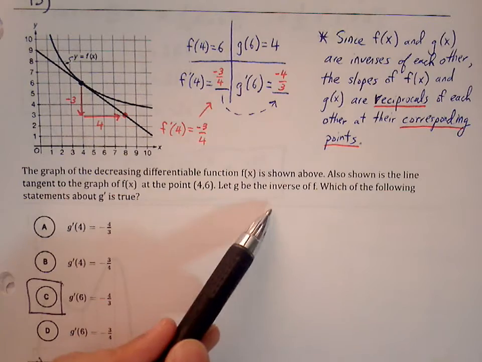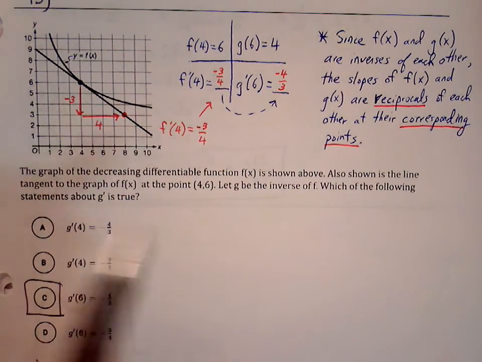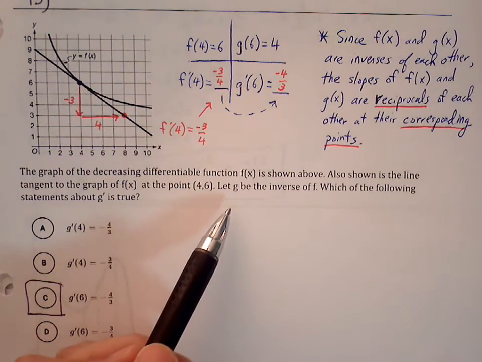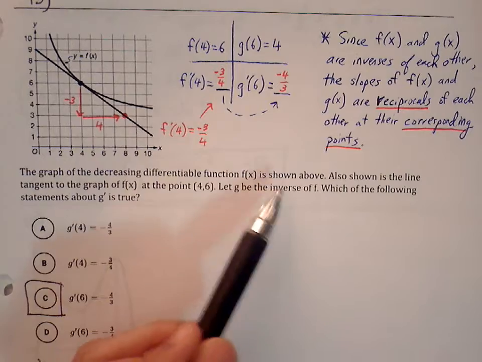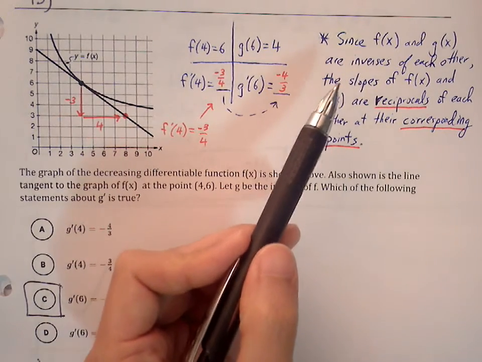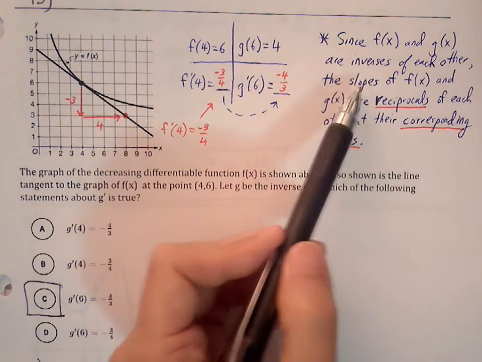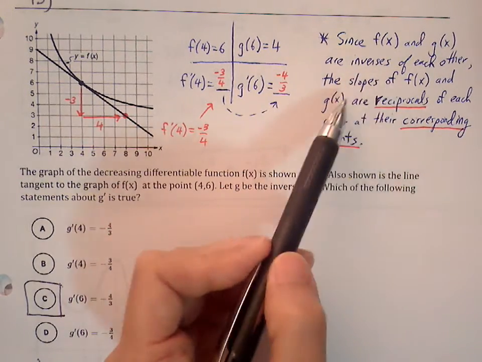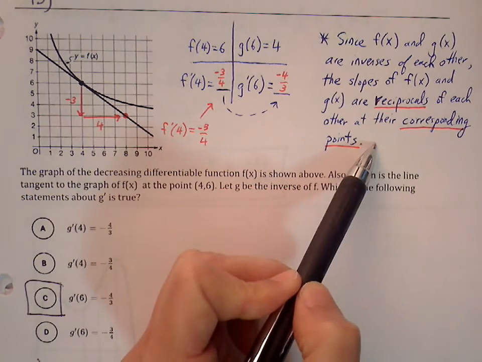Okay, let G be the inverse of f. Which of the following statements about G prime is true? So we don't see G in front of us, but we do know that G is the inverse of f. So let's explore that relationship between f and g if they are inverses of each other. Recall that the slope of f and the slope of g are going to be reciprocals of each other at their corresponding points.